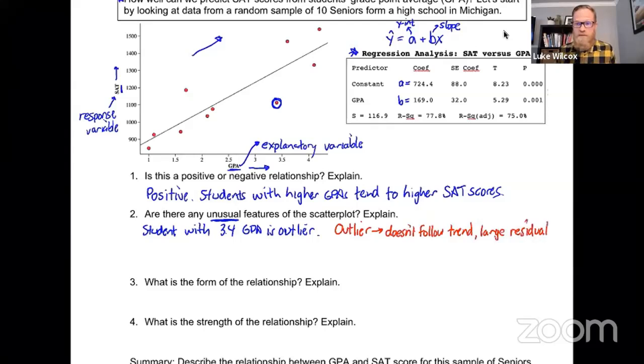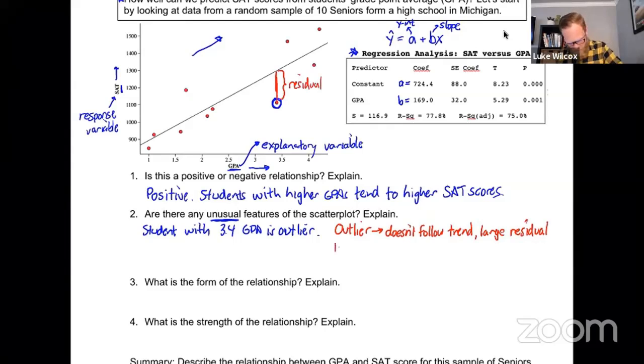And what I mean by residual is the difference between where that value is and how far vertically it is away from the line of best fit. In this case right here, this is the residual. And we do have a fairly large residual for that value. So that's why I went ahead and called that one an outlier.